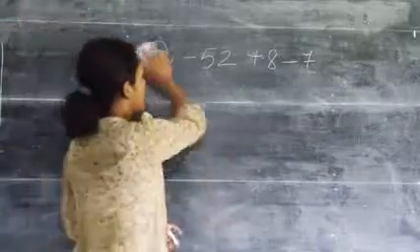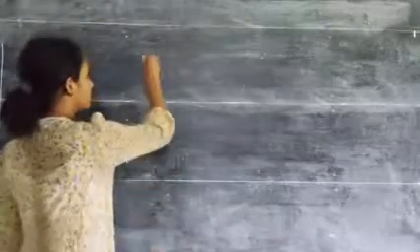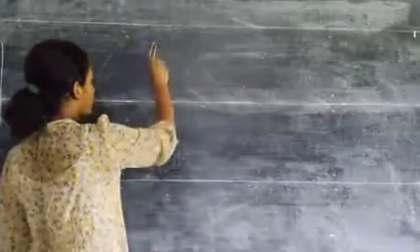Okay, so now we saw 3 numbers. Now, let's see about 4 numbers. First example of 4 numbers.